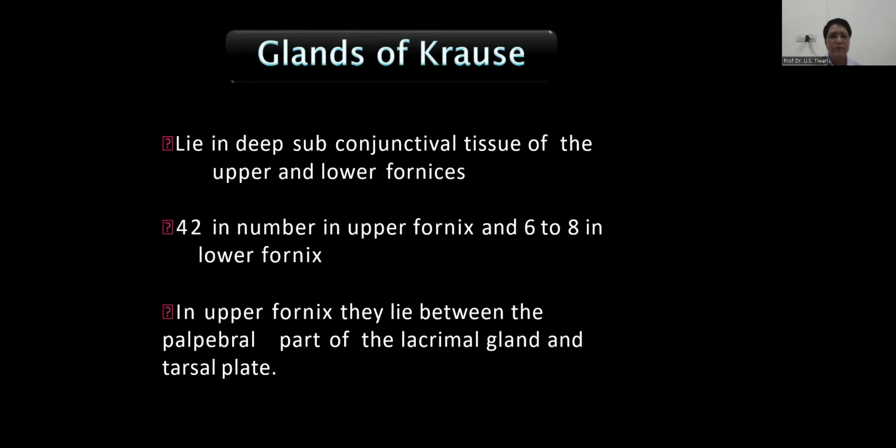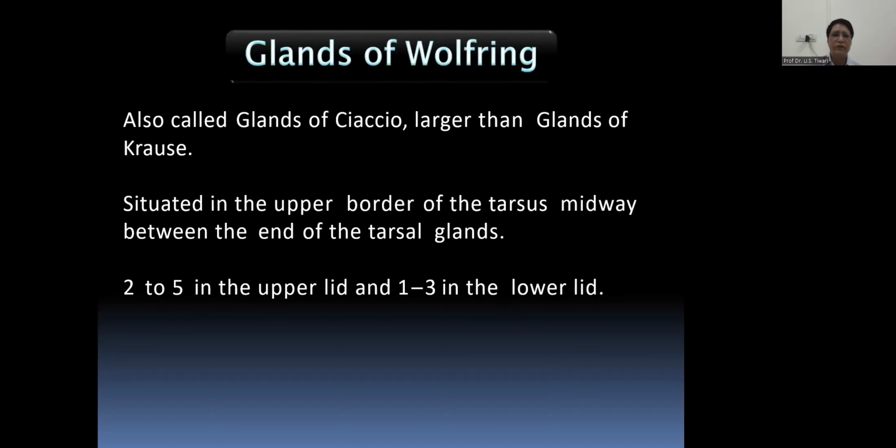In the upper fornix, they lie between the palpebral part of the lacrimal gland and the tarsal plate. So the glands of Krause, which secrete the tears, are in abundance in the upper fornix, and then the tear flows and fills up the entire conjunctival sac and serves the purpose the tears are meant for. The glands of Wolfring are also called the glands of Ciaccio, larger than the glands of Krause. They are situated in the upper border of the tarsal plate, midway between the ends of the tarsal glands. Glands of Wolfring are 2 to 5 in the upper lid and 1 to 3 in the lower lid. They also secrete tears.